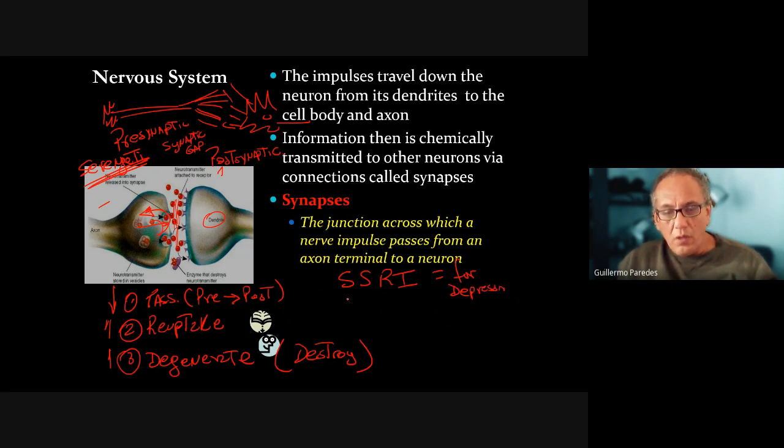This is called the selective serotonin reuptake inhibitor. That is an example. SSRI, selective serotonin reuptake inhibitor, for depression. So what does it mean? That means that the reuptake is going to come back, but in depression you have low serotonin.